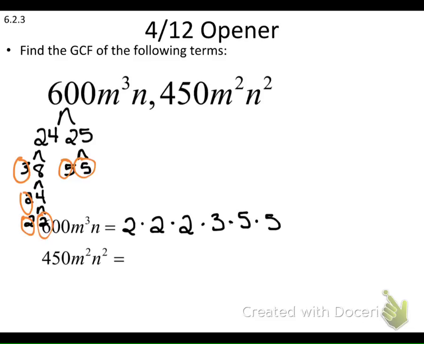And if you'll also notice up here, we have m to the third and n. So what I'm going to do with those is write them out as well, because we're multiplying those by 600. So m, and I have one n, so n.